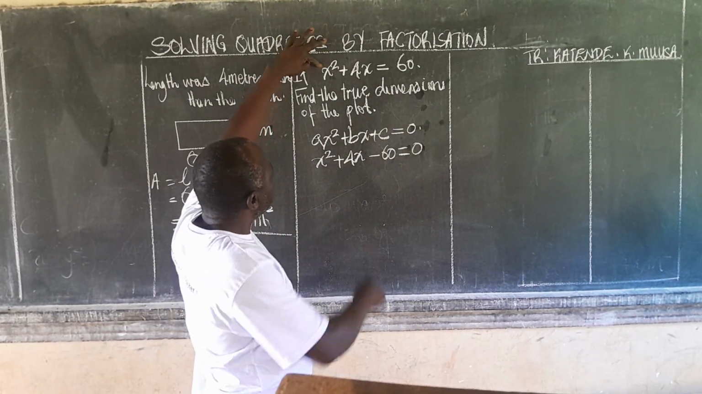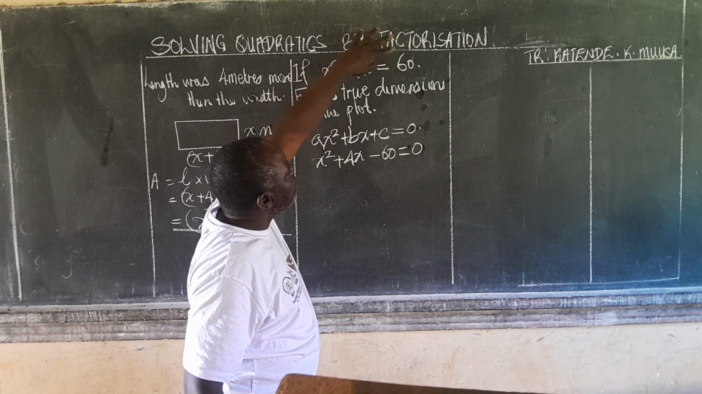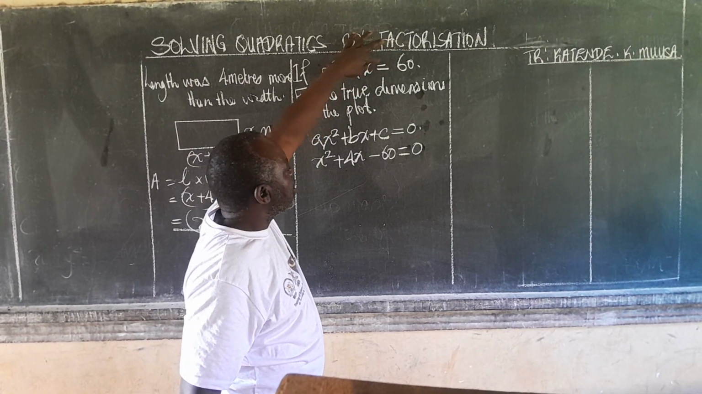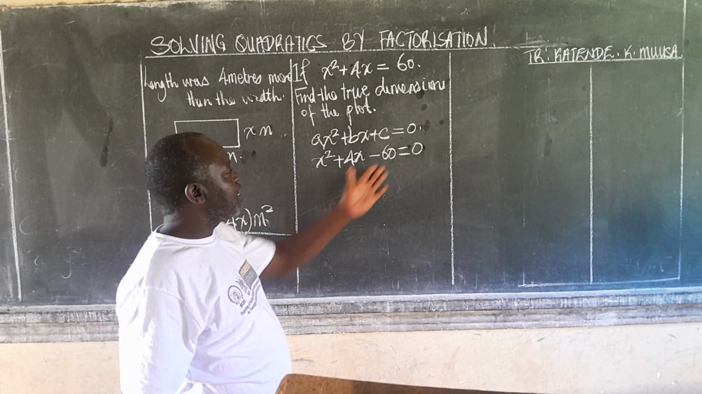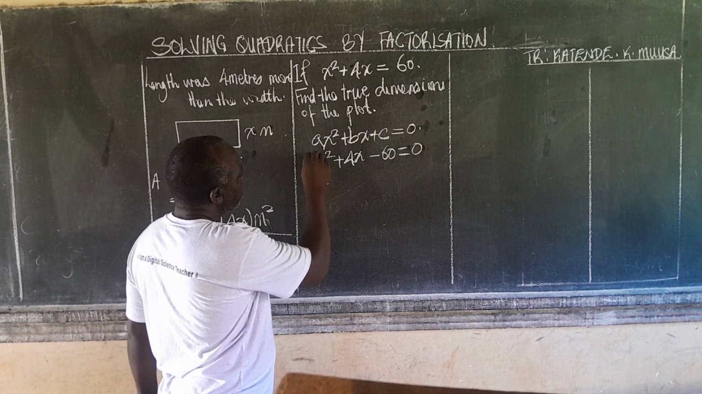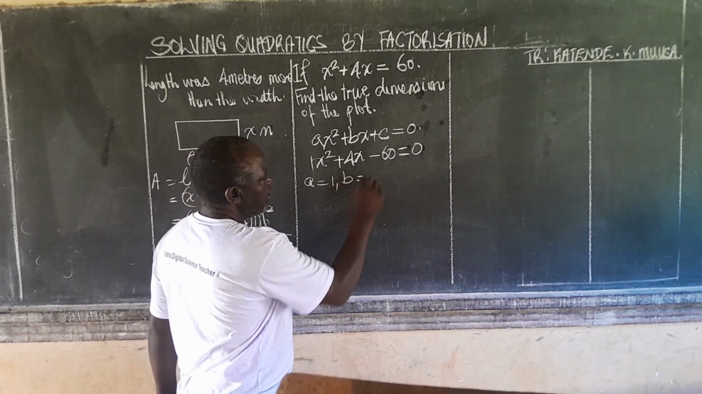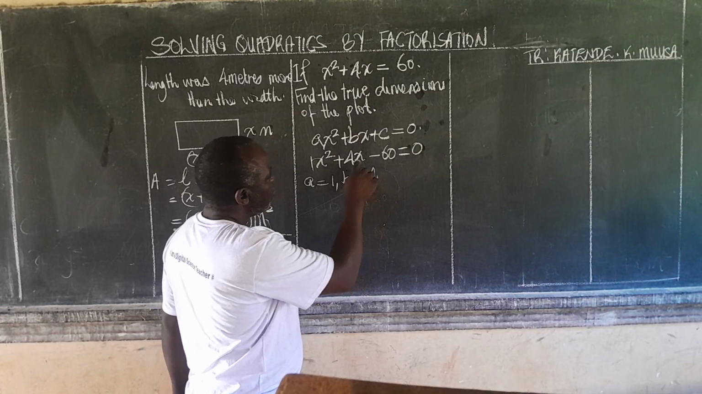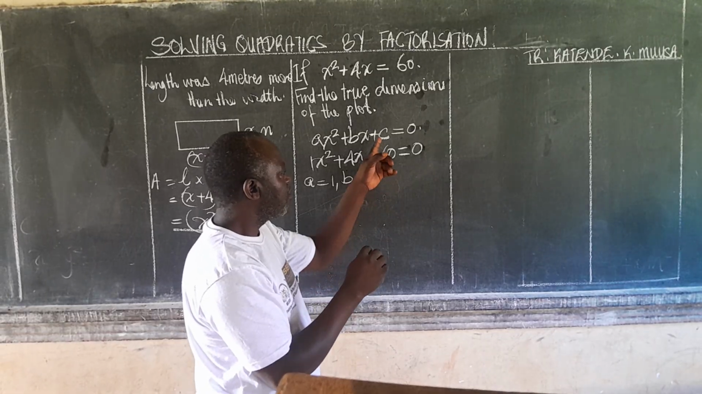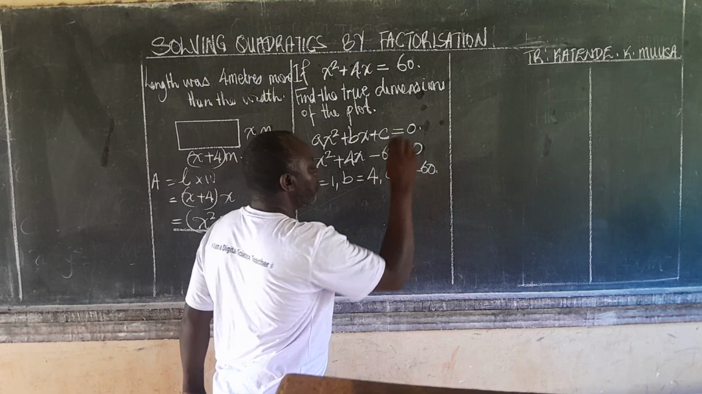What we've done: this is x squared, this is the 4x. Then we brought the 60 to this side to be minus 60, because when it crosses the equals sign it becomes negative, equals 0. Then we relate these two. We see that a is equal to 1, b is equal to 4, and c is equated to negative 60.